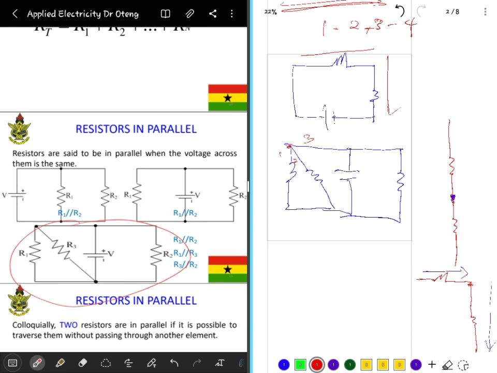Okay, so think of it this way: whenever you see something like this, try to trace the two things that make it either series or parallel, right? So when you look at these two, we said that to check whether they are in parallel, first of all, we know they are not in series. To check whether they are parallel, try to move all around them to see if you pass through any other element in the circuit. So if I move from, let's say, 1, 2, this is where they connect. I think that's a problem, right?